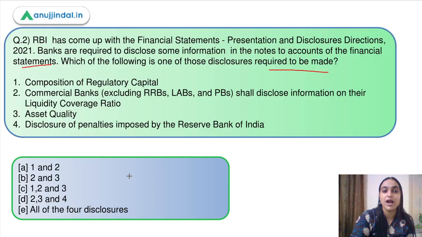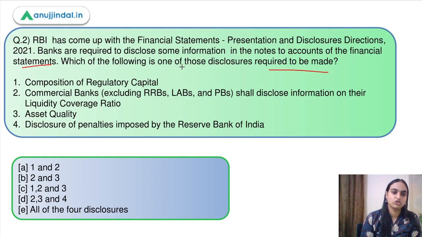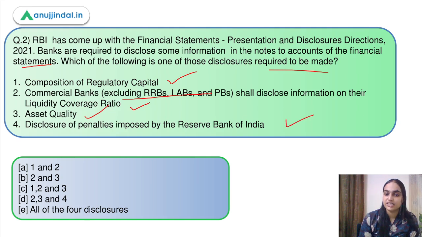Now if I move back to question number 2, we had to identify the disclosures that are required to be made in notes to accounts. So we have just discussed: composition of regulatory capital is required, commercial banks other than these need to show the LCR, asset quality needs to be shown, penalties by RBI. So all these are part of the disclosures, thus the answer is option E.